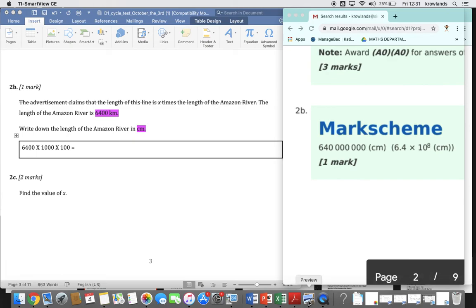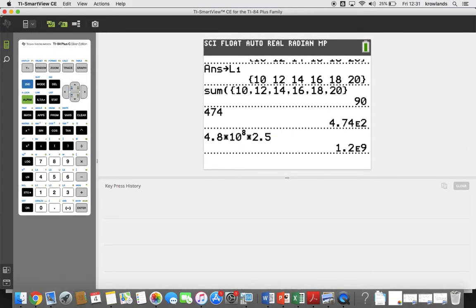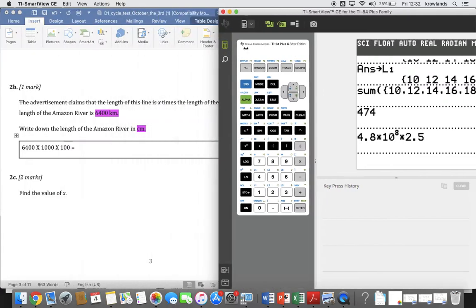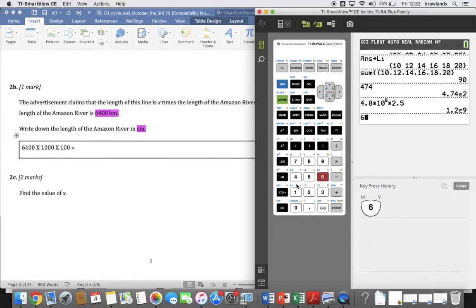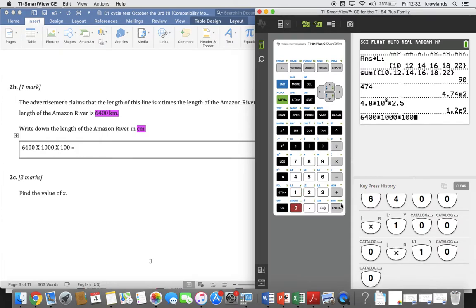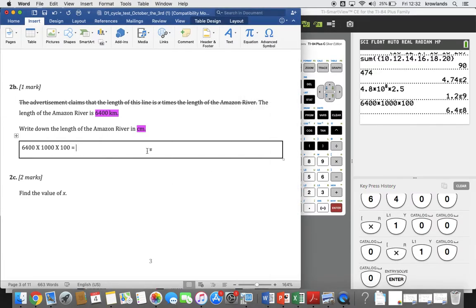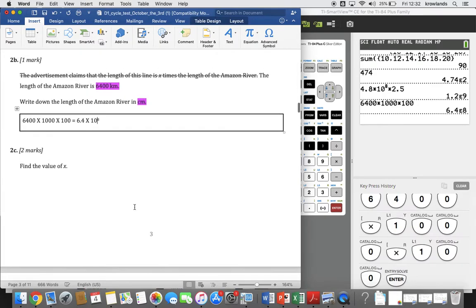Minimise this so it's the right width. And we're going to type in 6,400 times by 1,000 times by 100, and that gives us 6.4 e to the power of 8. So it's going to be 6.4 times by 10 to the power of 8, which is the same as saying 6.4 times 10 times 10 times 10 times 10 times 10, 8 times.